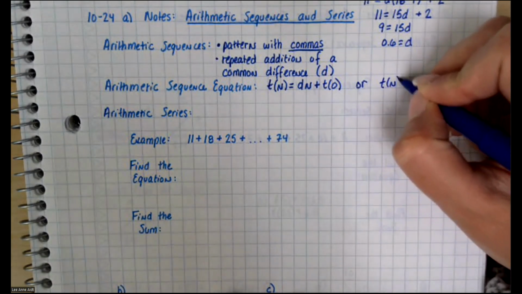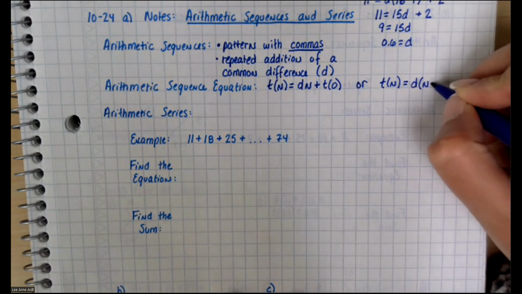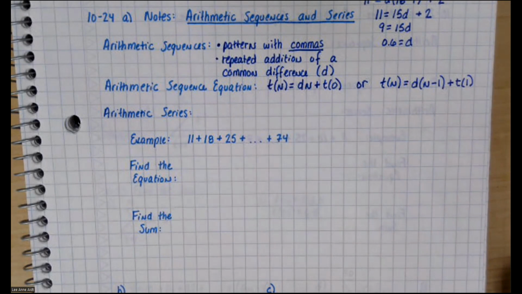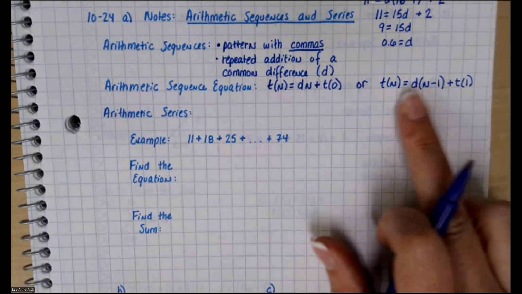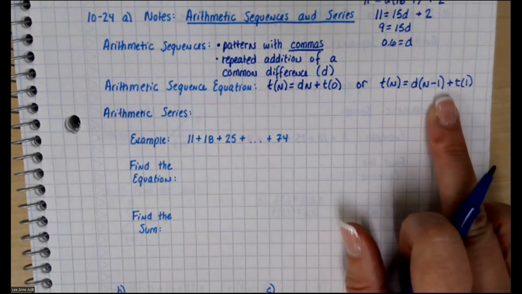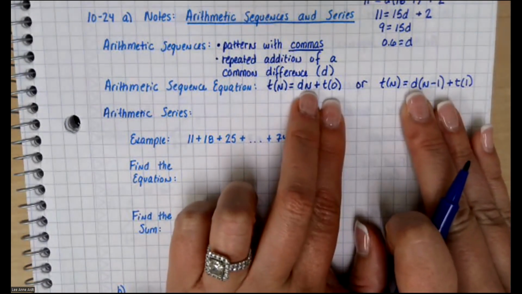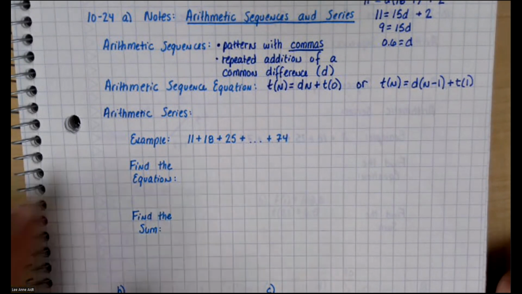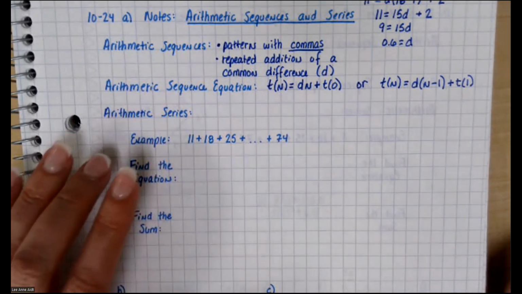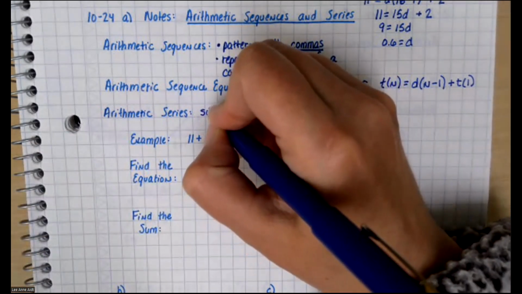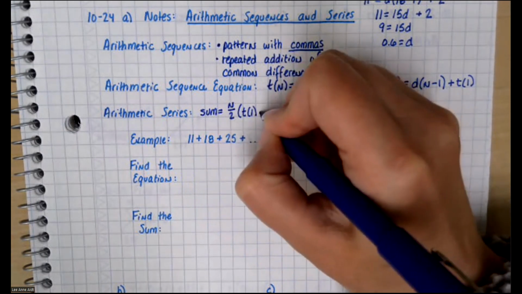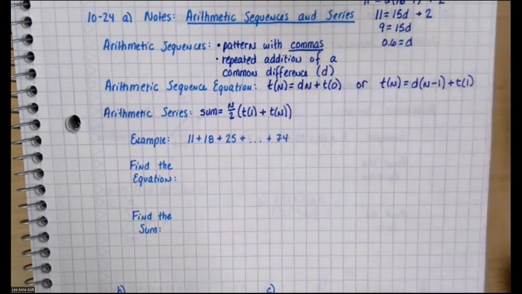T of n equals d(n minus 1) plus t1. We learned that if we distributed d and combined like terms, these two would end up being the same thing. So it's okay to use either one. Do you have recollection of that? Okay, and then we learned a formula, Gauss's formula for the sum of an arithmetic series. Sum equals n over 2 times (t1 plus tn).